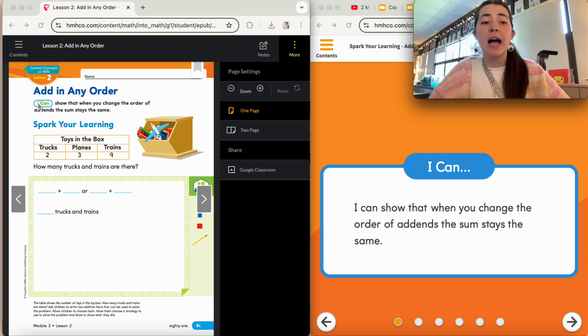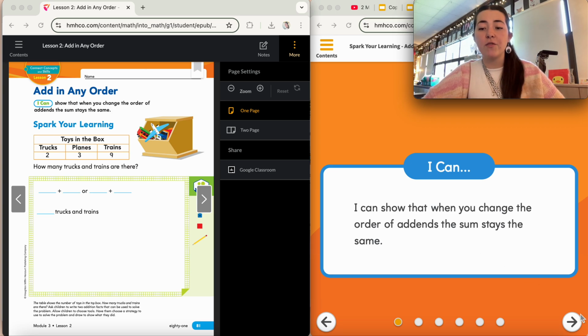So take a look. I'm going to read you the I can statement first of our lesson today, which is add in any order. The I can statement is both in your book and it's on my screen right here too. So I'm going to read this to you today. It says, I can show that when you change the order of addends, the sum stays the same. So we kind of did some of this work yesterday. We're going to keep going with it today.